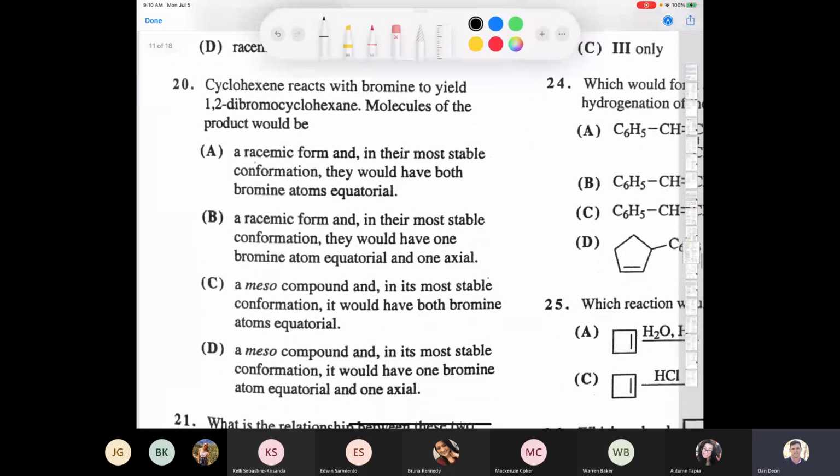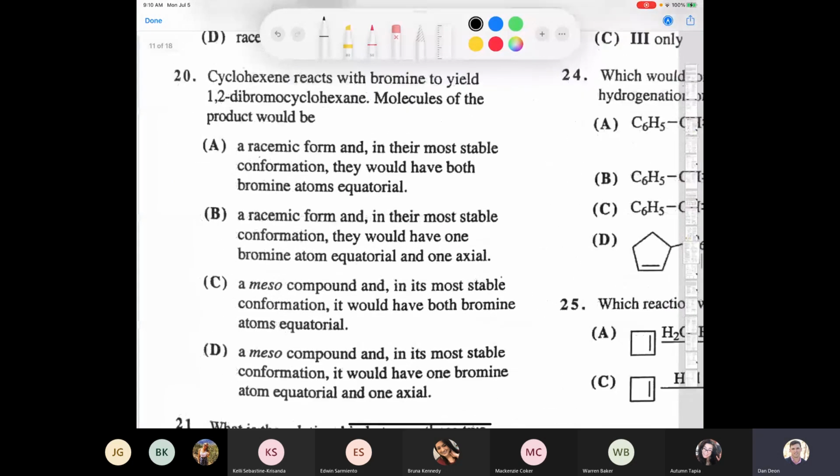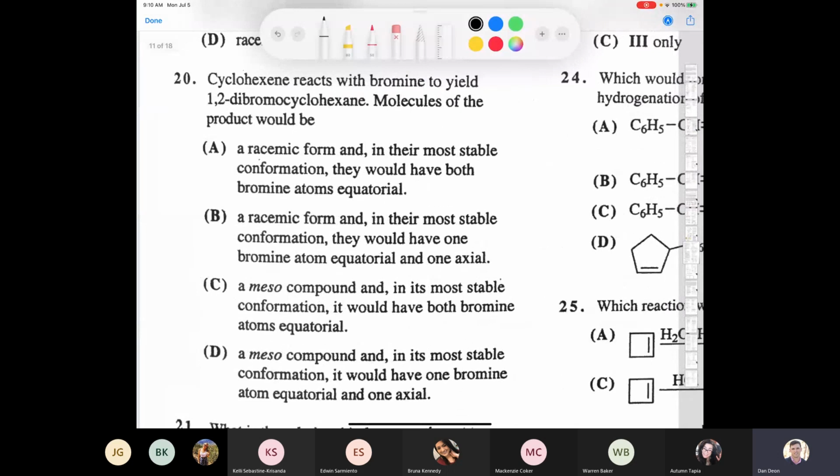Question number 20. Okay, this is just a word problem. It says cyclohexene. What's cyclohexene? Cyclohexene is this. Take cyclohexane, you add a double bond. We've seen that molecule many, many times. It says it reacts with bromine, Br2, to produce 1,2-dibromocyclohexane.